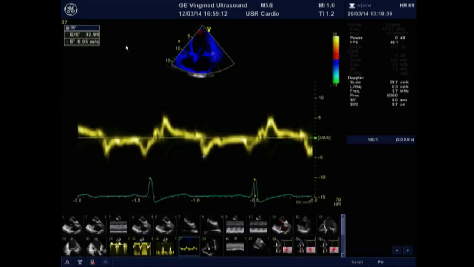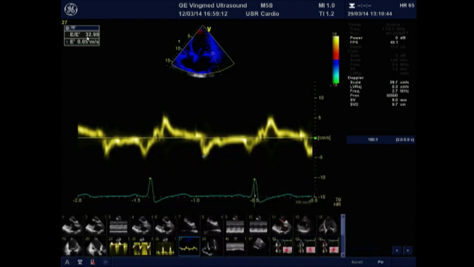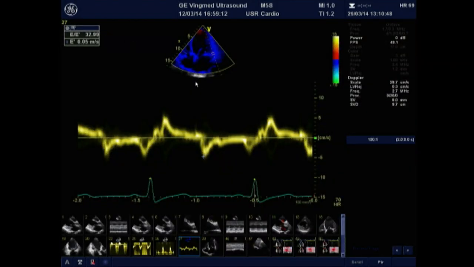The E to E prime ratio is 32, which is huge, confirming what we were already expecting, very high left ventricular filling pressures in these patients, and we can also see the systolic velocity is really, really low.